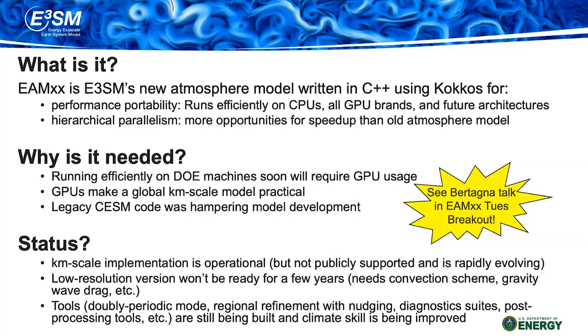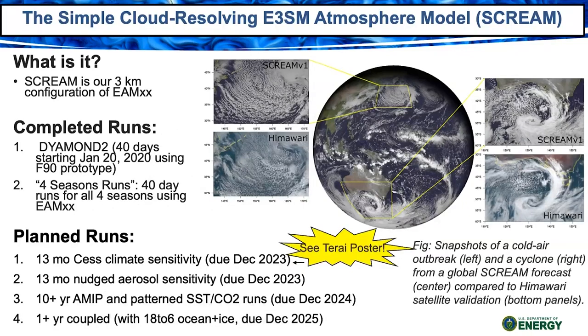So to talk a little bit more about the version that we already have done, the kilometer scale version. So this is what we call SCREAM, Simple Cloud Resolving E3SM Atmosphere Model. And so it is just the high resolution configuration of the EAMxx code base, right? And so we have already done a few runs. So we first did a 40-day simulation that was contributed to the DYAMOND 2 intercomparison. And that was using the Fortran prototype version of the model, so ran much slower, but gave us very similar answers to the new C++ version. So data from that is publicly available now if you want.